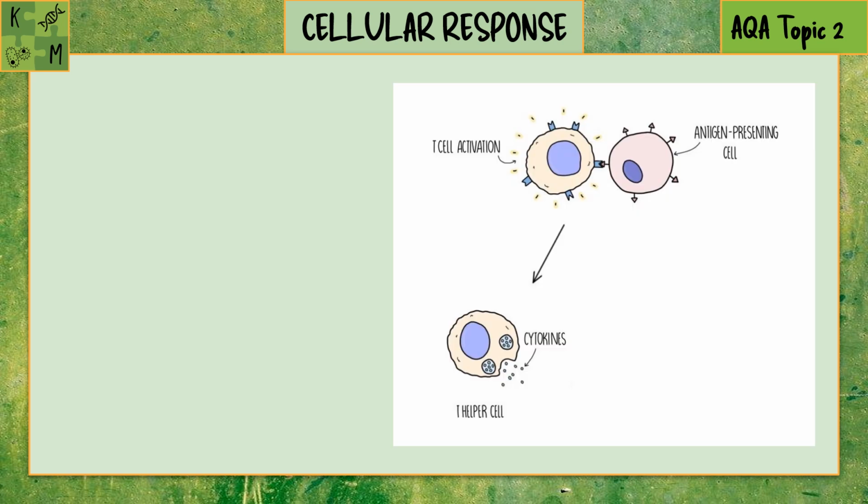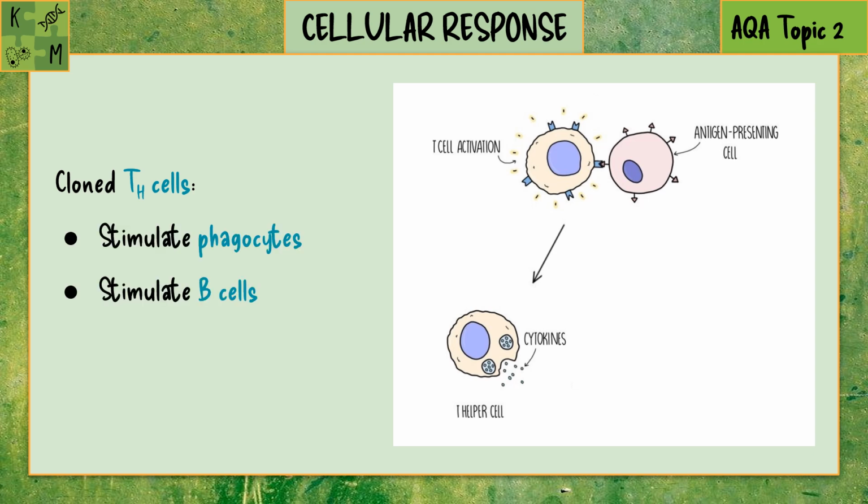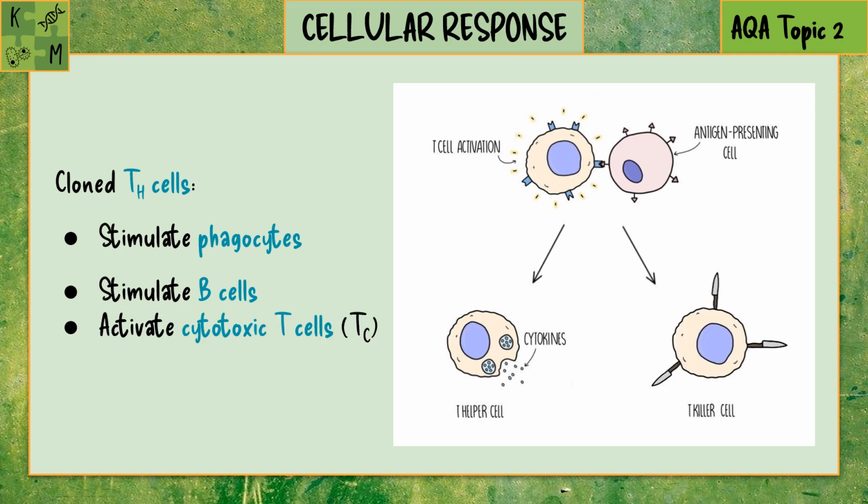Cloned helper T cells carry out several roles. One of these is stimulating further phagocytosis. They also stimulate B lymphocytes, and this we'll look at in the next few videos. Finally, they activate a second type of T cell called a cytotoxic T cell, or TC cell.